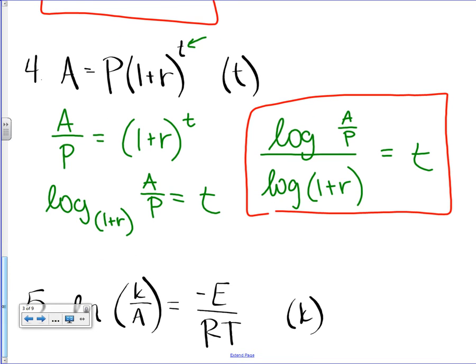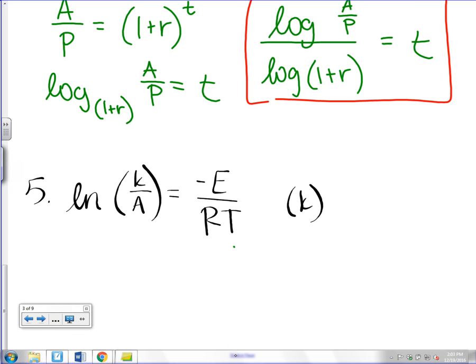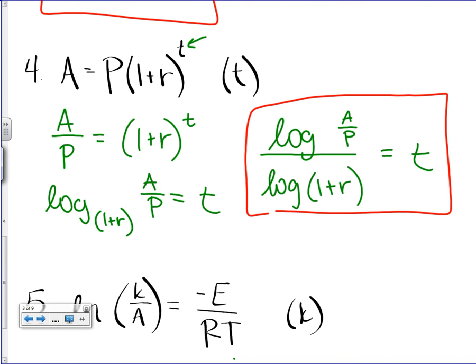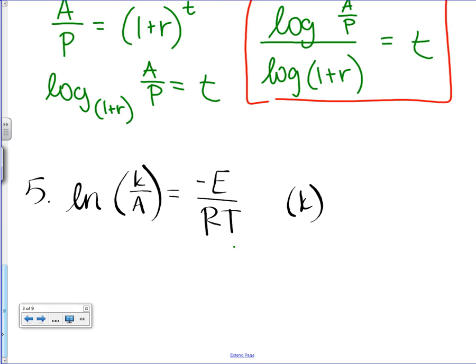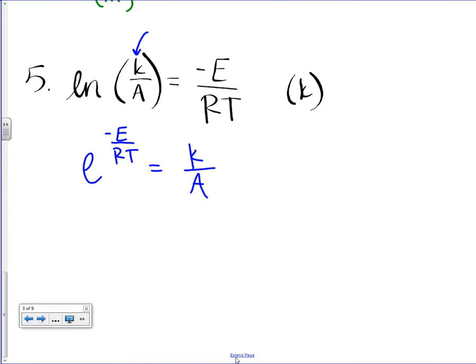All right, this is my last one. Okay, I want to solve for k. And the k is right there. So what do I need to get rid of? The ln. And the only way I know how to do that is rewrite it. What's the base on ln? So this will be e to the negative e over rt equals k over a. And again, this is just rewriting this like we learned at the very beginning, changing it from logarithmic form to exponential form.